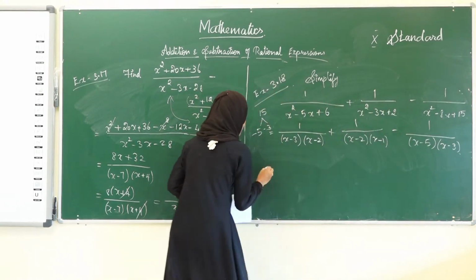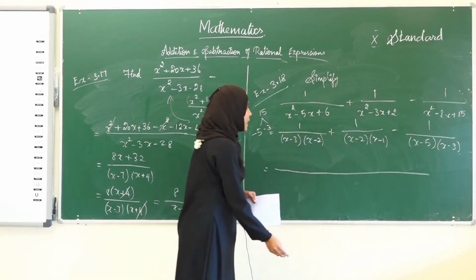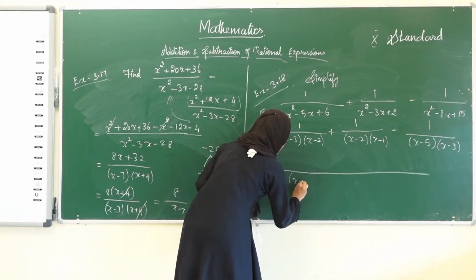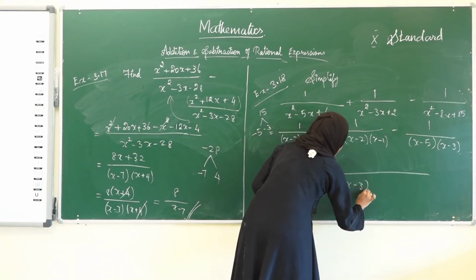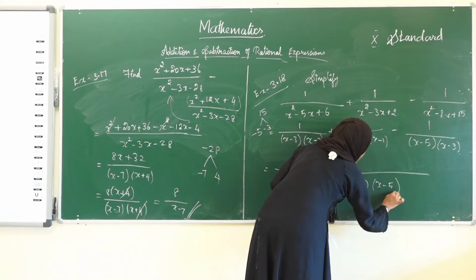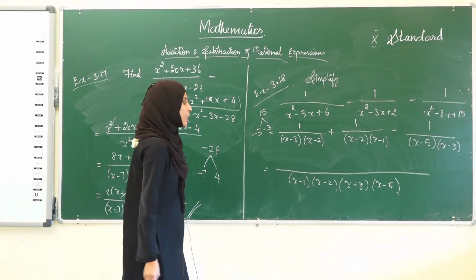Now, consider the denominators alone. Now, we are going to find the LCM. What will be the LCM? x minus 1, x minus 2, x minus 3 into x minus 5. Okay, this will be the denominator of the resulting rational expression.